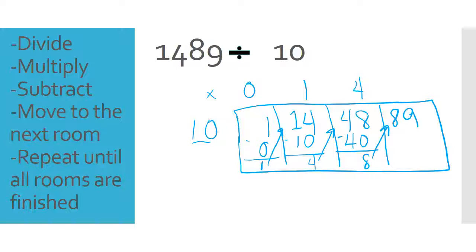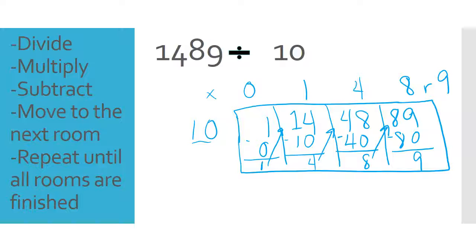That's right. How many times can 10 go into 89? I know it's got to be 8 because 10 times 8 is 80 and 10 times 9 is 90, and that'd be too much. So I'm going to put an 8 up there. 8 times 10 is 80. I'm going to subtract. 9 minus 0 is 9. 8 minus 8 is nothing. I have no more rooms, so I am finished.